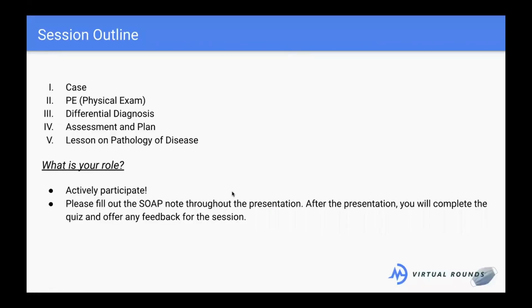So for those of you who haven't attended a virtual rounds before, welcome. First, we're gonna go through a case, a physical exam, we're gonna build a differential, and then we're gonna spend a lot of the time talking about the pathology of disease. In this case, that's gonna be kind of approaching EKGs as the disease, so to speak.